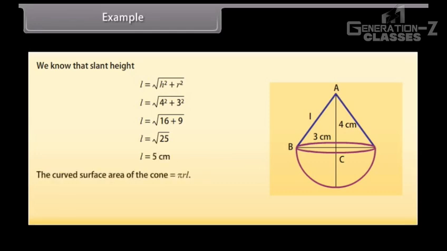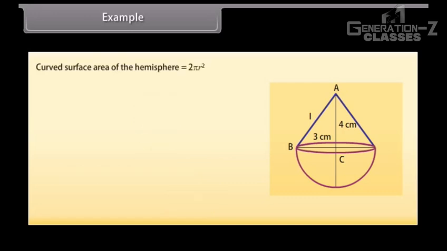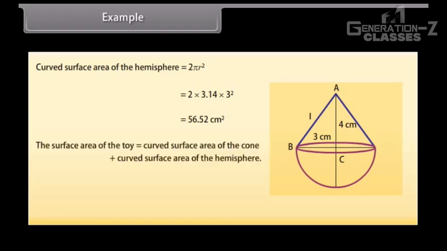Now substituting the values of pi, r and l, we get 3.14 into 3 into 5, which is equal to 47.1 cm square. Let's now find the curved surface area of the hemisphere, which is equal to 2 pi r square. So we get 2 into 3.14 into 9 is equal to 56.52 cm square. Hence, the surface area of the toy is equal to curved surface area of the cone plus curved surface area of the hemisphere. This is equal to 47.1 plus 56.52. This gives 103.62 cm square.